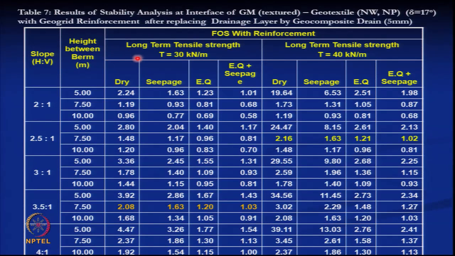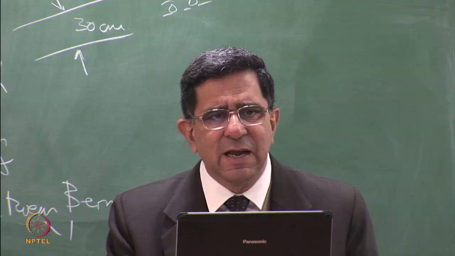So now let's look at the results. I started with a very ambitious slope. Well, let's look at the gentlest slope. I started with the gentlest slope of 4:1. Everything is stable. Height between berms 5, 7.5, 10. Beautiful factors of safety. Unimaginably high factors of safety. And I go to a slope of 2:1. I'm trying to get a slope which I normally can get in soils. Can you make an embankment of 2:1? 2 horizontal to 1 vertical is a slope with which you can make an embankment or no? Definitely. So let's see whether we can make this.